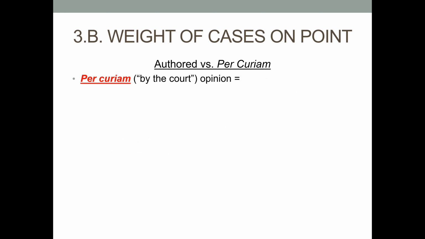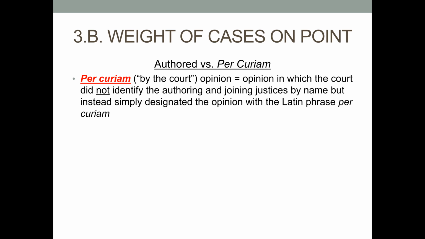So let's look at what a per curiam opinion is, because an authored opinion typically carries greater weight than a per curiam opinion. Now, per curiam is a Latin phrase meaning by the court. Now, a per curiam opinion is an opinion in which the court did not identify by name the justice that authored it or the justices that joined in that opinion. Instead, the court simply noted at the top of the opinion the Latin phrase per curiam.